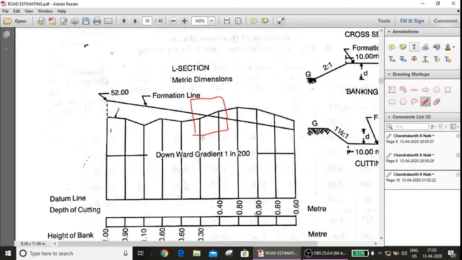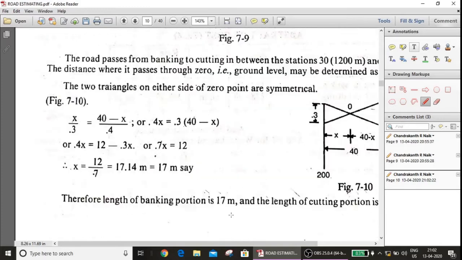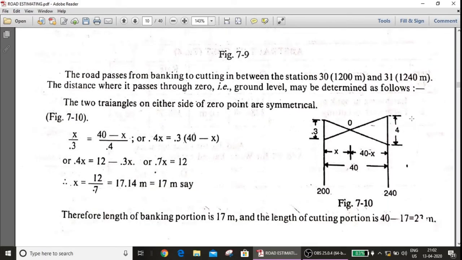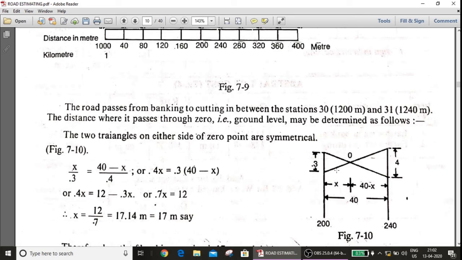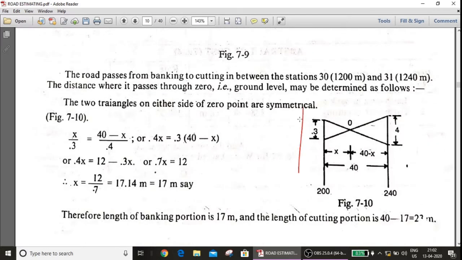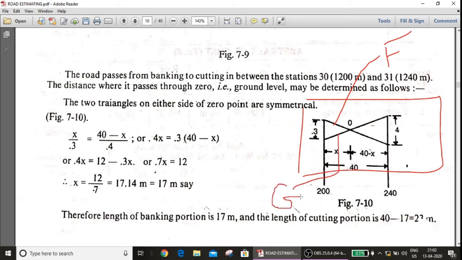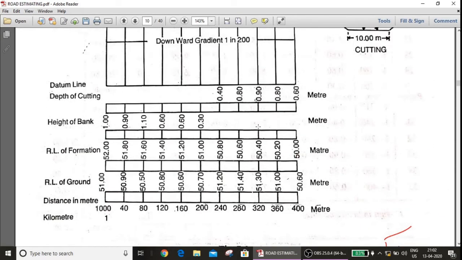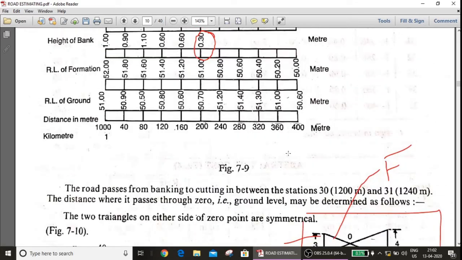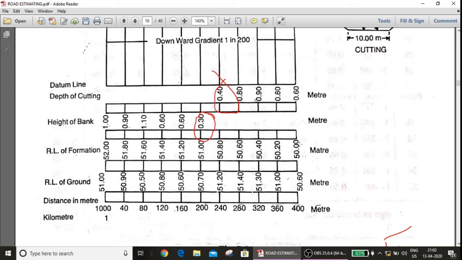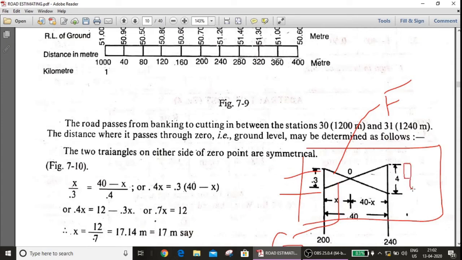Okay, what we have to do is use the simple concept of similar triangles. See the figure here, this is the cutting figure, this is the formation line, and this is the ground surface. This difference is 0.3 in the banking section, then above that we get 0.4, this is 0.4.